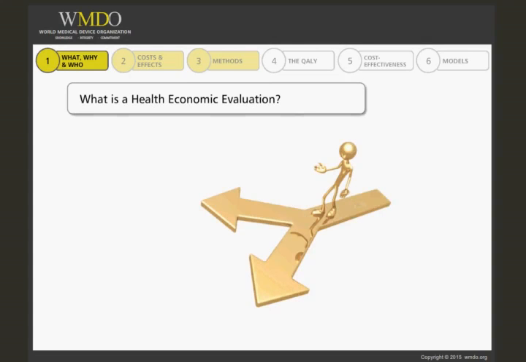Obviously, we have to start with a definition of health economic evaluation. A health economic evaluation looks at two dimensions, the costs of an intervention and the health consequences. And this is always done in a comparative setting. So the intervention of interest is compared to an alternative intervention, which is often current practice.